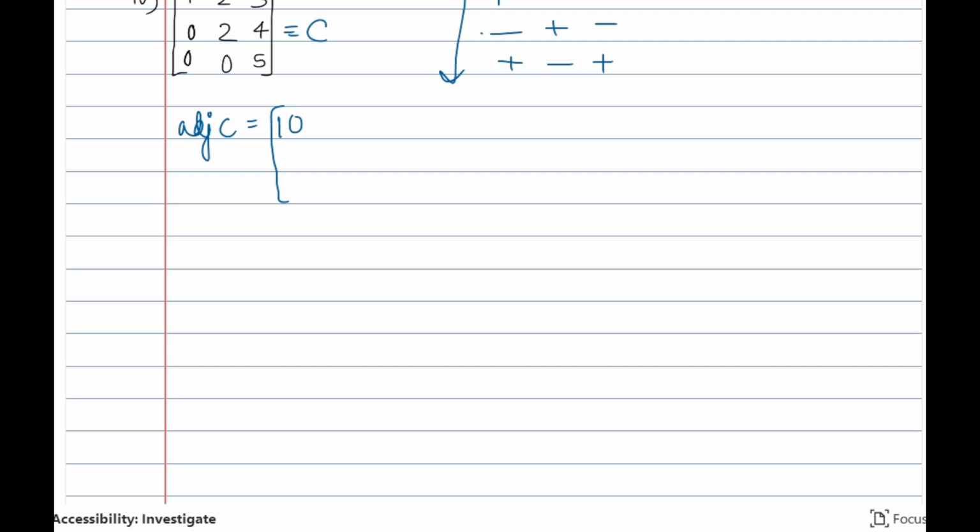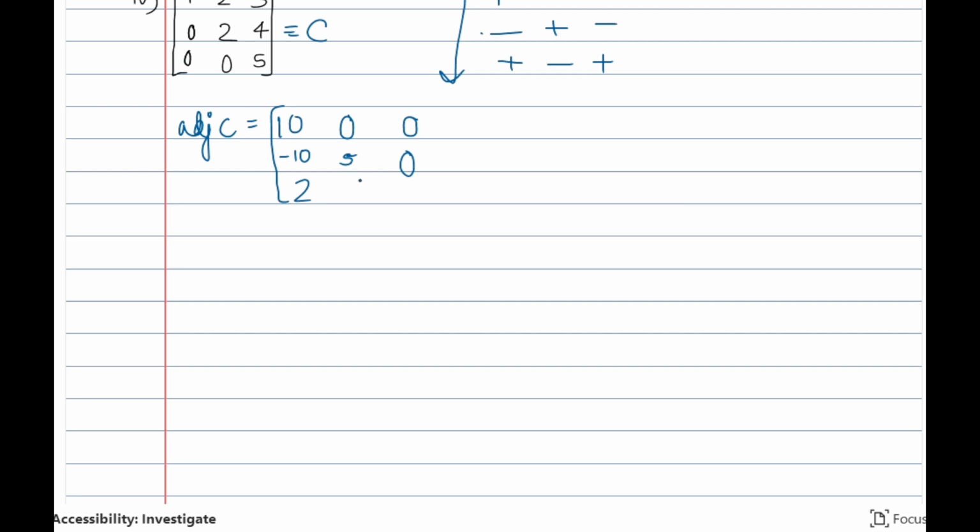So the adjoint of C is going to be 10 over here. For this one, covering this one off, you get a 0. Again, you get a 0 over here. Then again, you get a 10. But since the sign convention is minus for that one, it's a negative 10. Cover this one, you get a 5. Covering this, you get a 0. Covering this, you get 8 minus 6, which is 2.